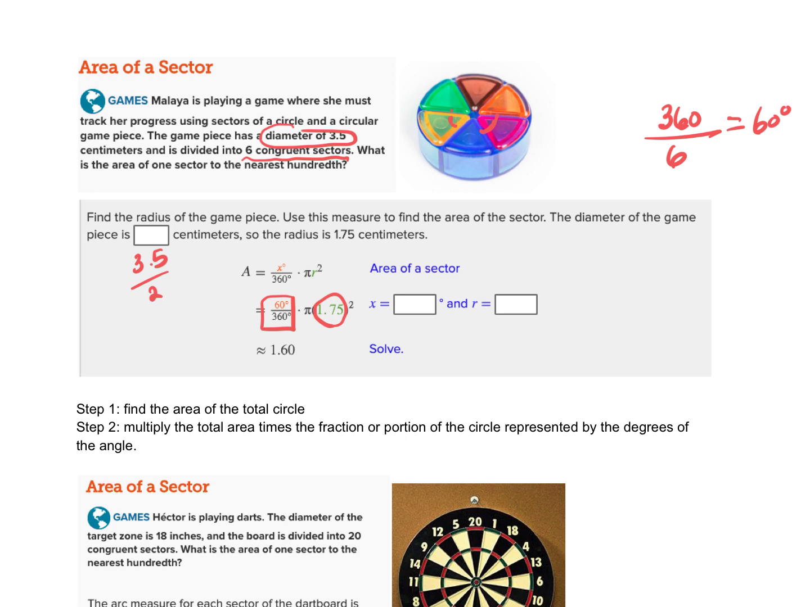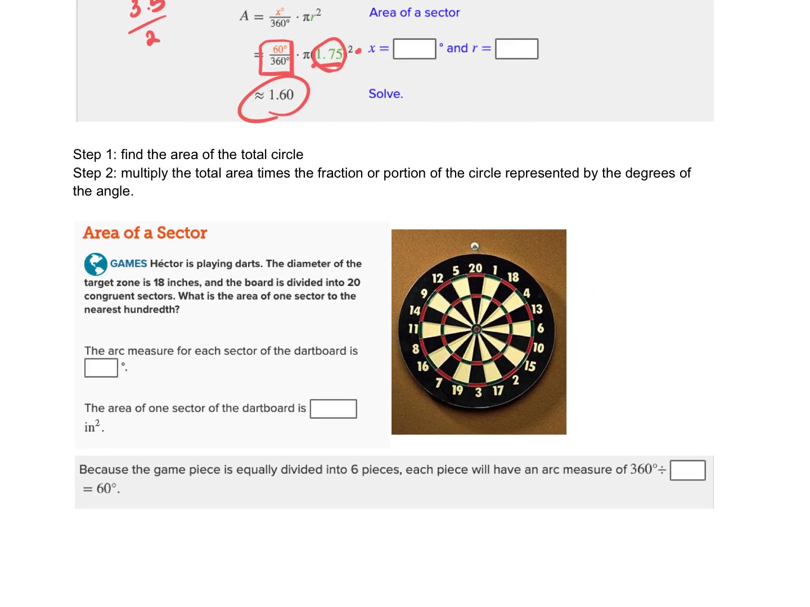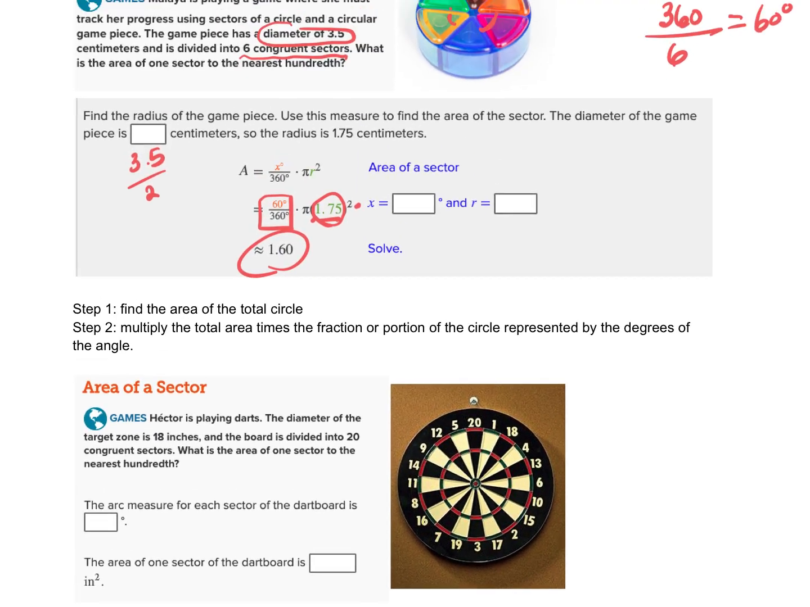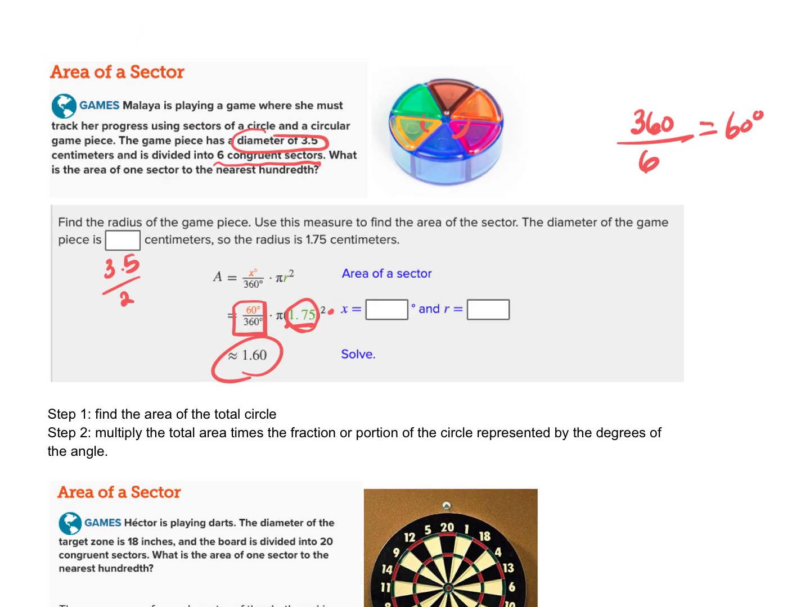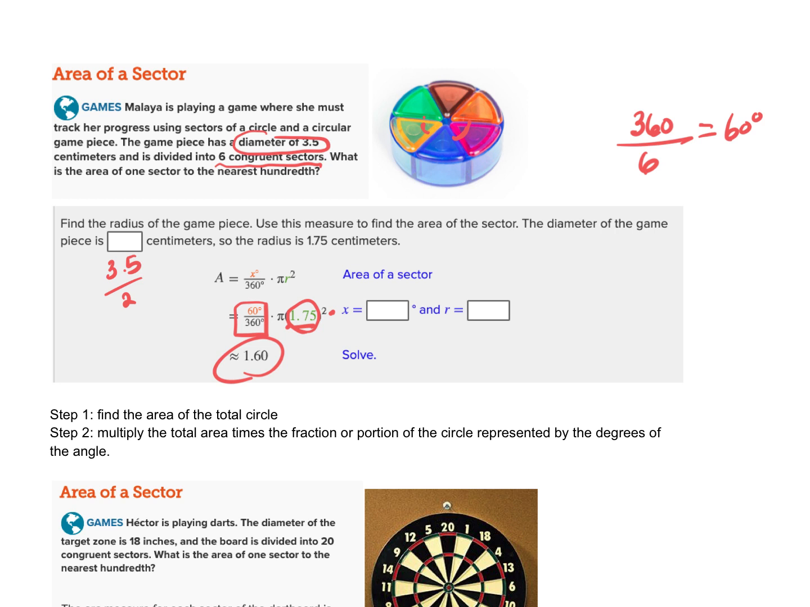So 1.75 squared times pi times 60 over 360 gives me 1.6. So of the total area, the one singular piece is 1.6 centimeters squared. Okay. Maybe that's a little confusing. Let me do this first. Let me write it out first.